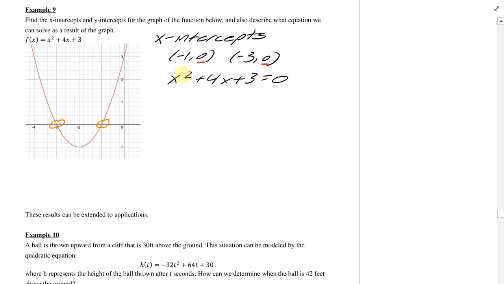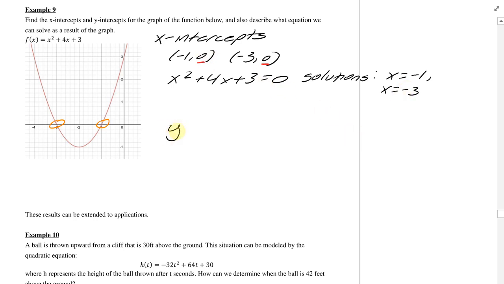And then what would the solutions to this be? The solutions to this come from the x part of the coordinate. So the solutions are x equals -1 and x equals -3. Okay, so that was for the x-intercepts.